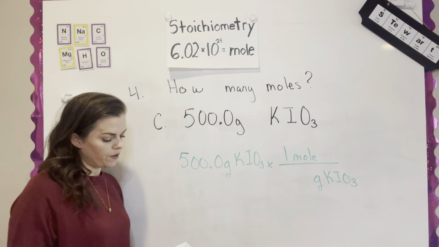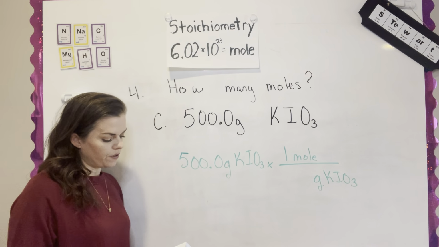So you'll find on your periodic table that potassium has a mass of 39.10, and you're going to be adding an iodine to it, 126.90, and then you're also going to be adding 3 oxygens. Each oxygen is 16, so 3 times 16. So when you calculate that, you're going to be getting the mass of this compound to be 214 grams per mole.